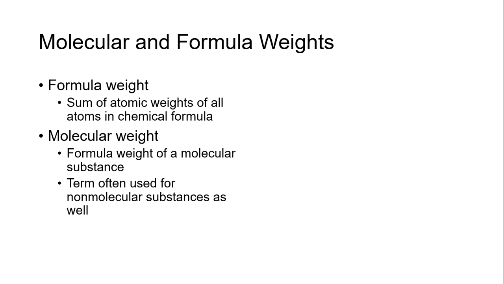Now let's talk about formula weight and molecular weight. Formula weight is the sum of all atomic weights of all of the atoms in a single chemical formula. In contrast, a molecular weight would be the formula weight of just one simple molecule. So formula weight would be talking about a whole series of atoms and molecules combined together. Molecular weight is looking at just one single molecule.